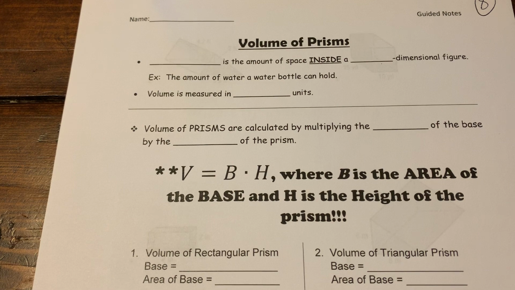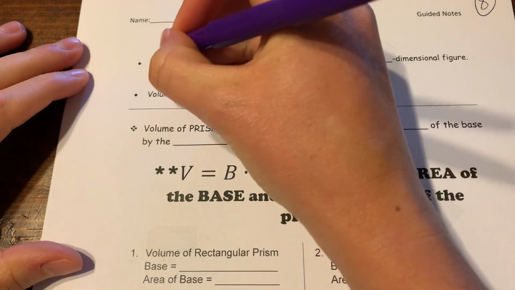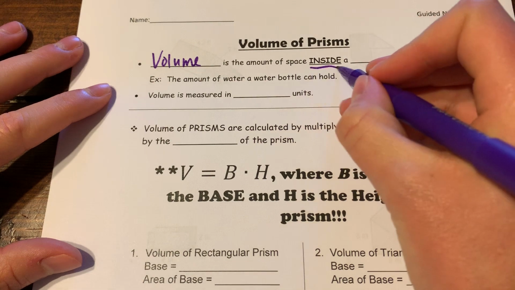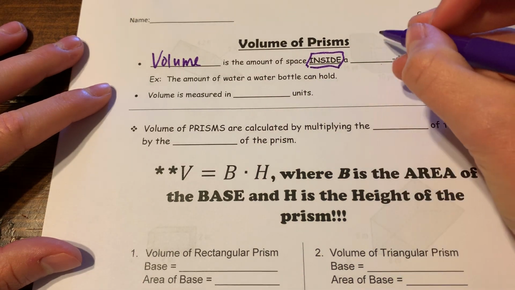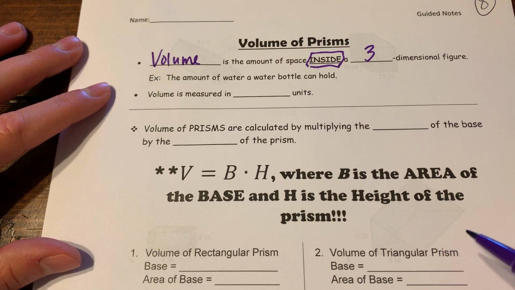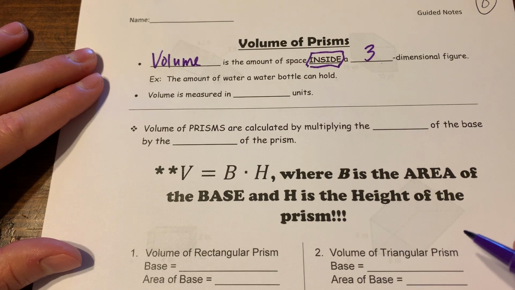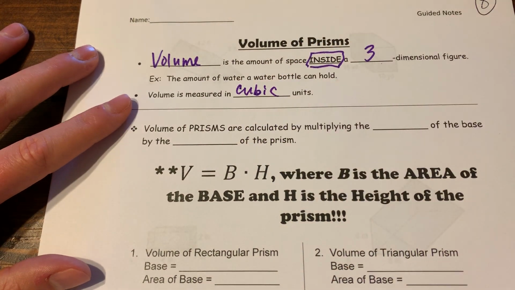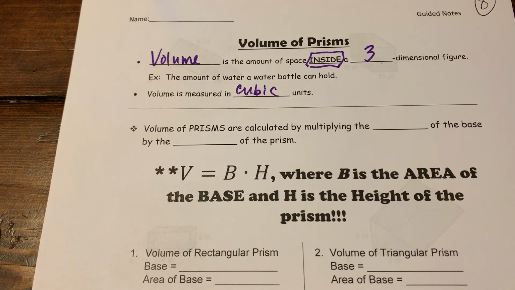Okay, so let's talk about calculating the volume of prisms. It's pretty straightforward, but let's recall that volume is the amount of space inside a three-dimensional figure. For instance, the amount of water a water bottle can hold is another example of volume. Volume is measured in cubic units, and we will take a look why that happens.